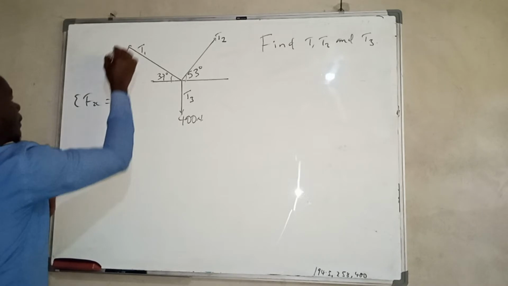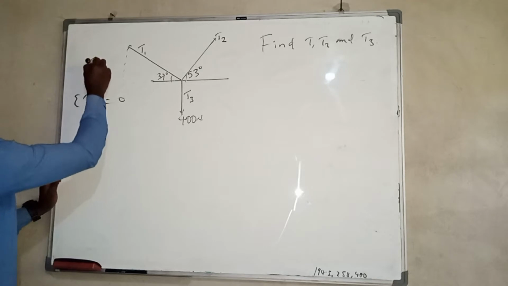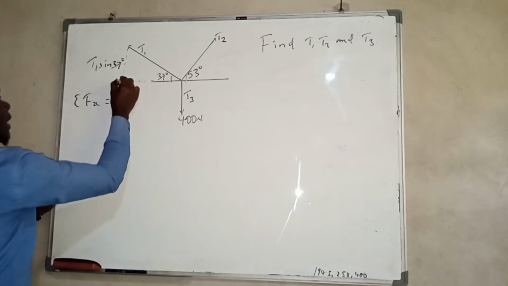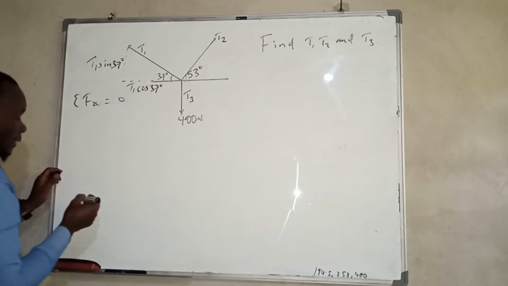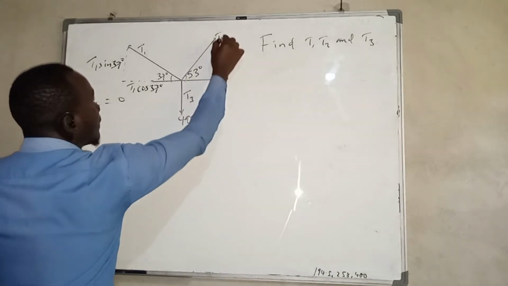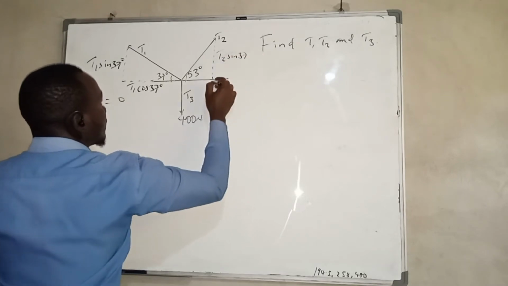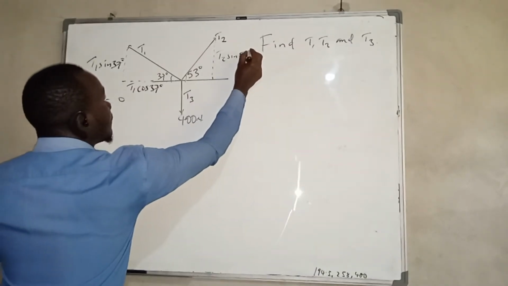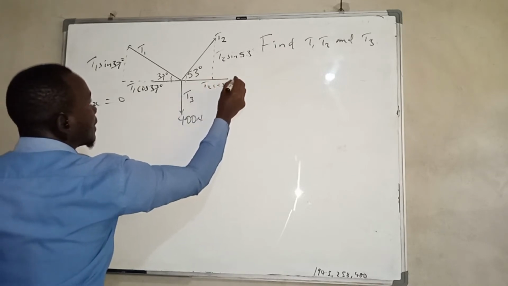So this one is going to be like this. Using SOHCAHTOA, we are going to have T1 sine 37 in the y direction, and in the x direction we're going to have T1 cos 37 degrees. Similarly, here we're going to have T2 sine 53 degrees, and then T2 cos 53 degrees.